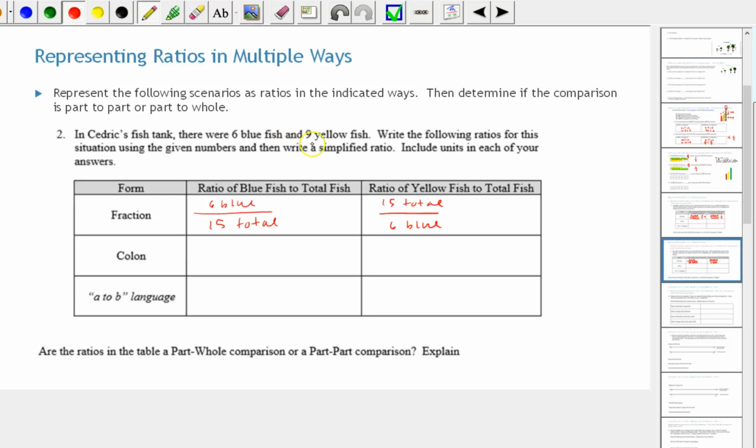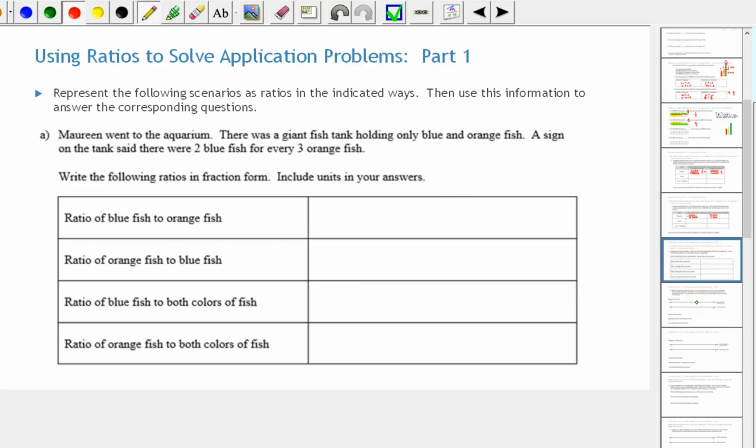Here we know that the total number of fish is 15 fish. But it could be the case that in Cedric's fish tank there were 6 blue fish for every 9 yellow fish, and that would mean that 6 blue to either color or both colors would be the ratio, but we wouldn't know the total number of fish is 15. Here we actually do. This is a subtle distinction, so when you're labeling these, you want to be careful of the terminology you use. Let's look at the next one, which I believe has this idea.